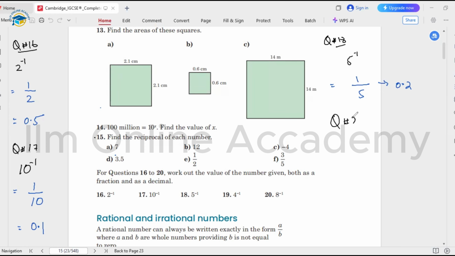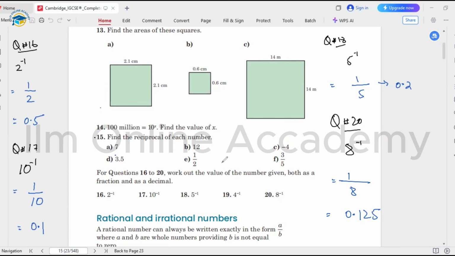Now let's see question number 20. They gave us 8 inverse. First of all, we will represent this 8 inverse in the form of a fraction. And then this 1 by 8, we need to represent in the form of a decimal as well. For that, again, you will do a similar thing: keeping the 1 inside and 8 outside, we are going to divide it. And so we are getting 0.125.